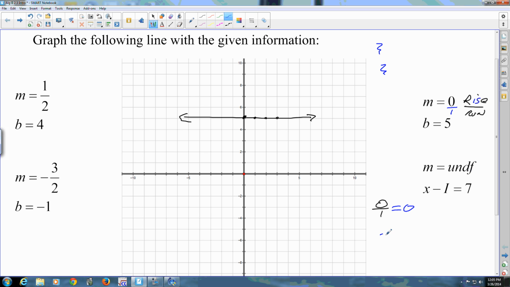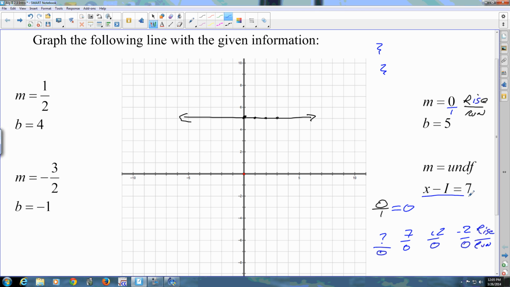Undefined means you've got some number upstairs and you're trying to divide by 0. Whatever that number is, a 7 over 0, a 12 over 0, a -2 over 0, it's not going to matter. You're dividing by 0. The number on top is your rise. The number on the bottom is your run. So in all of these, it doesn't matter how much you're rising, you're not running. That's what this undefined slope tells you.